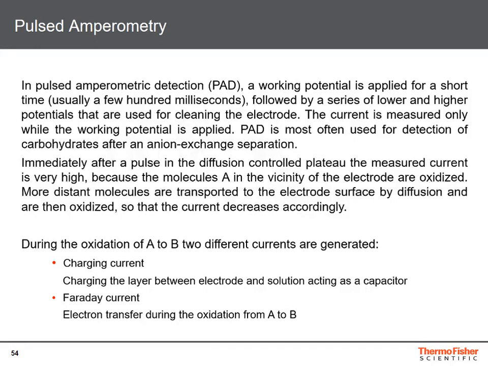Immediately after the pulse in the diffusion controlled plateau area, the measured current is very high because the molecules A in the vicinity of the electrodes are immediately oxidized. More distant molecules are transported to the electrode surface by diffusion and are then oxidized so that the current decreases accordingly. During the oxidation of A to B, two different currents are generated. The charging current, first of all, charging the layer between the electrode and the solution, acting as a capacitor, and the so-called Faraday current, which describes the electron transfer during the oxidation from A to B.